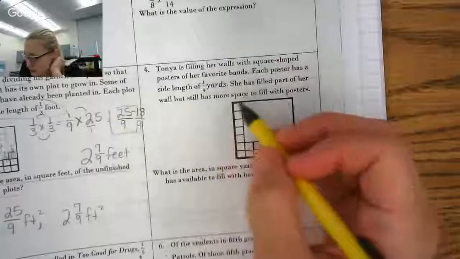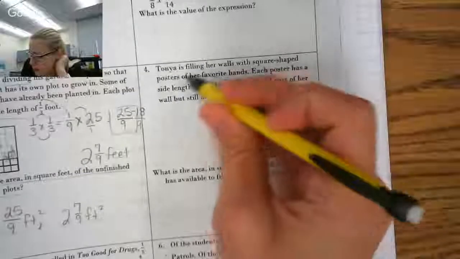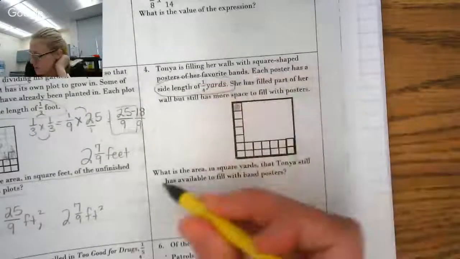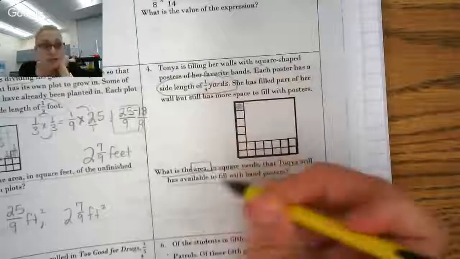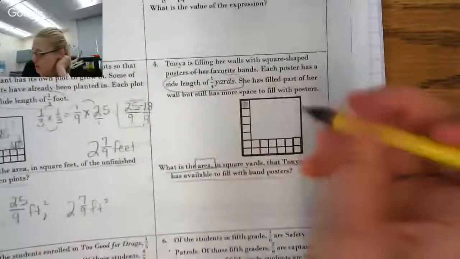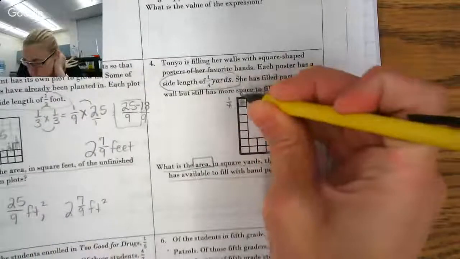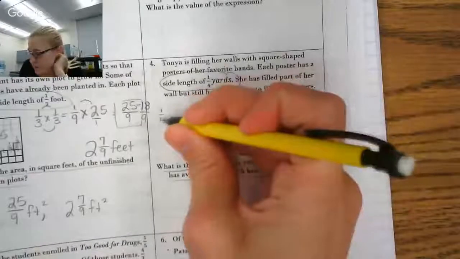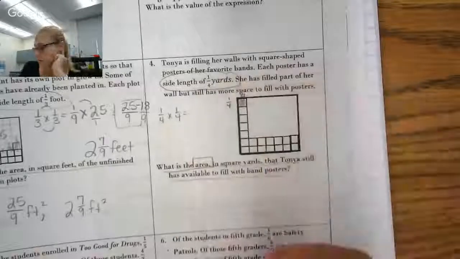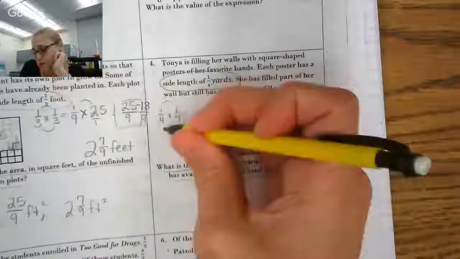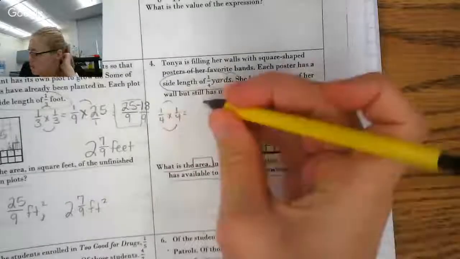So first of all, I want to think, well, what is the area of one poster? And in my word problem, I've got the side length of 1/4. I've got my question. I know I'm looking at area, which is my length times my width. So first I'm going to find the area of one poster by multiplying my length times my width, 1/4 times 1/4. So 1/4 times 1/4 is going to give me what? Right, it's going to give me 1/16.